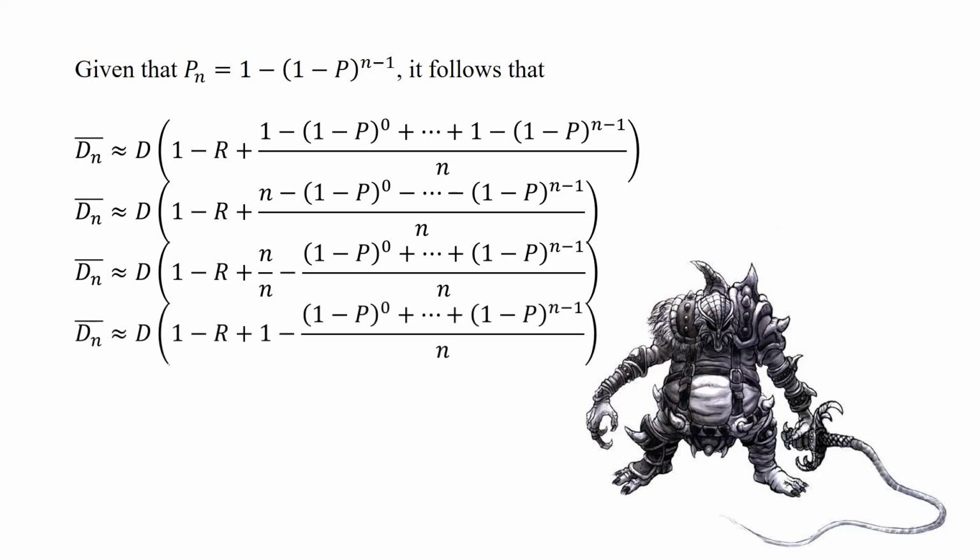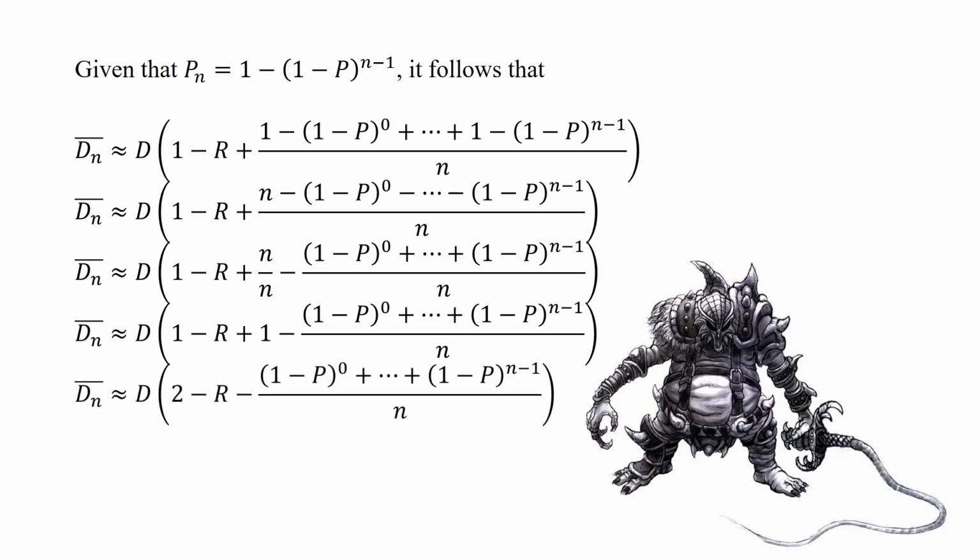And that's pretty obvious. So we just move that 1, and we have 2 minus r minus, and then we just have this summation, right? So we can put that in summation notation. So let's do that. So it's just 2 minus r minus 1 over n times the summation, k varies from 0 to n minus 1, of 1 minus p to the k power, right? k is just indexing those terms of 1 minus p.